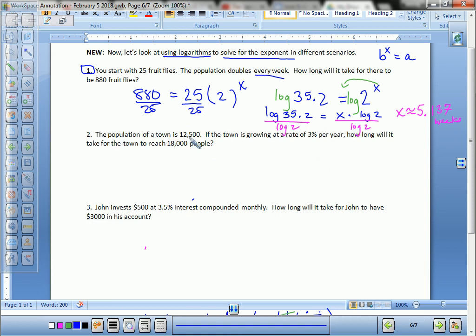The population of a town is 12,500. That's a little town. If the town is growing at a rate of 3% per year, how long will it take for the town to reach 18,000 people? All right, so our initial amount is 12,500. But we're growing. 3% is actually a pretty rapid growth rate for a city.